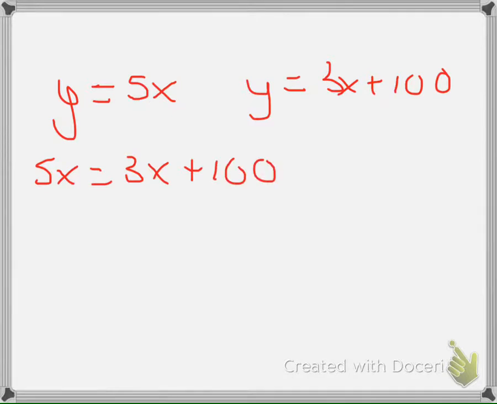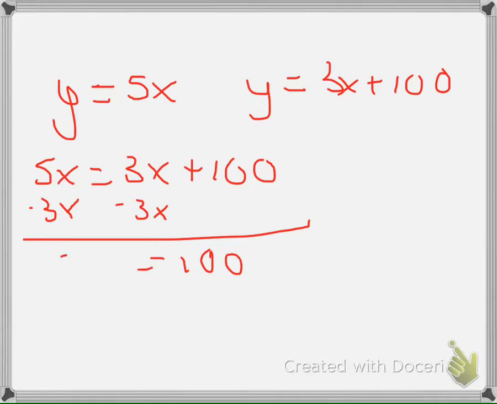And I want you to show this work. You have to get the variable on just one side. Right now it's on both sides. So to do that, I'm going to go ahead and subtract 3x from this side, so there's no x's over here. And if I do that here, I have to do it on this side as well. That's going to give me 100 is equal to 2x.